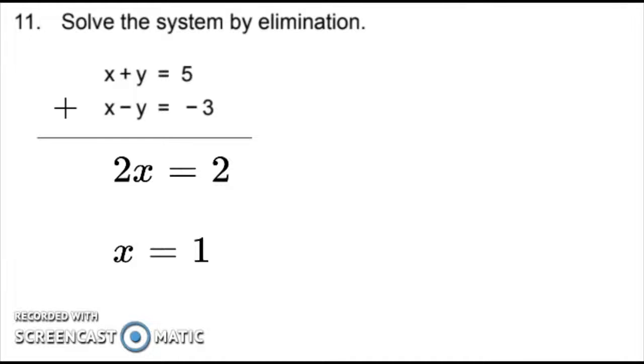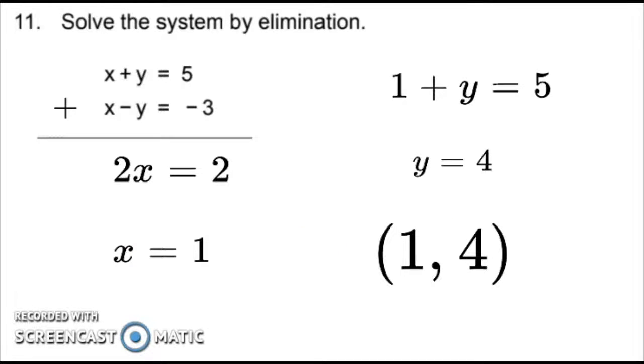So now to find what y is, I substitute in 1 in for x, so 1 plus y equals 5. So for the first equation, subtract 1 on both sides, I get y equaling 4. So my coordinate's going to be 1, 4. My ordered pair is the solution, so that's 1, 4 for number 11.